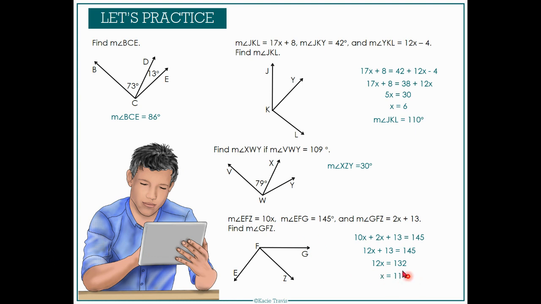Now, I want to make sure that you recall, look at the directions, because if you don't see that you're looking for GFZ and you stop here at just what x is, you're not going to get the answer right. That's not everything. So GFZ is 2 times 11 plus 13, which gives us 35. That would be the end of that answer. All right. We got two more practice problems. So let's run through those and get it.